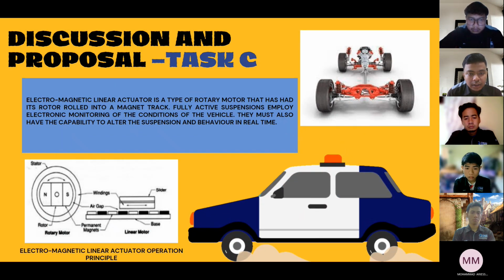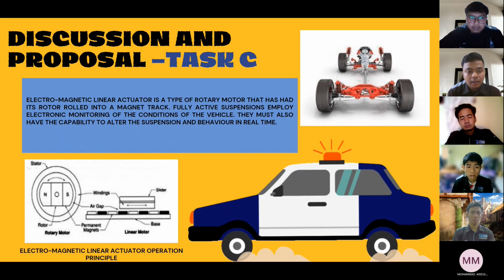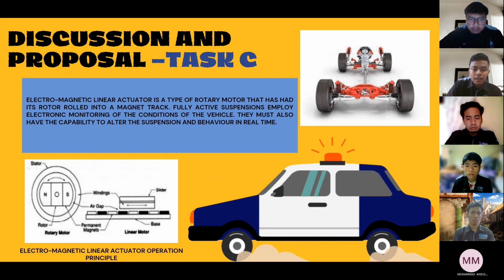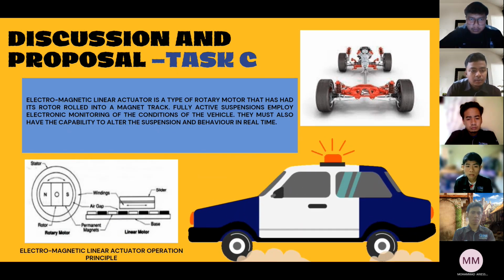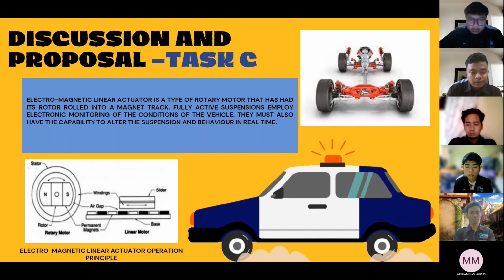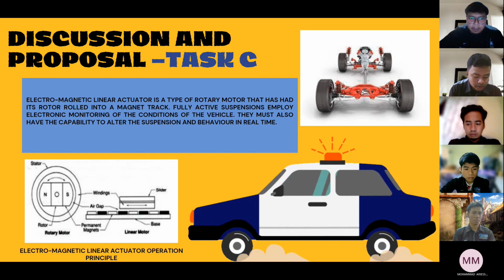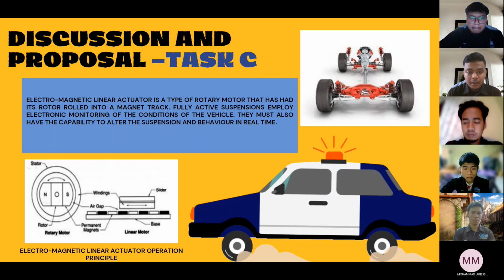Electromagnetic linear actuator is a type of rotary motor that has its rotor rolled into a magnet track. Fully active suspension deploys electronic monitoring of the condition of the vehicle. Based on the diagram is the electromagnetic linear actuator operation principle.